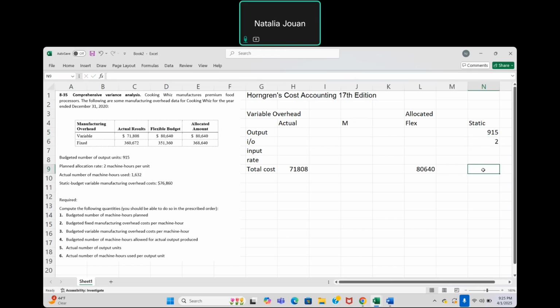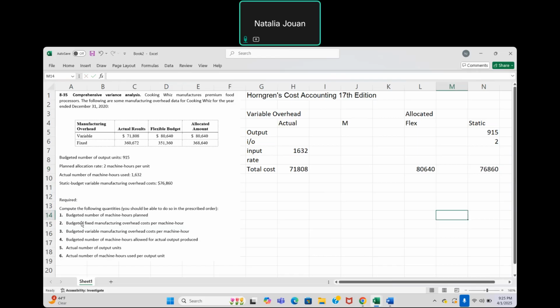Then what else do we have? We have the actual number of the input, which is the machine hours. Machine hours is your driver. This is your input, so input actual 1,632. Then the static budget variable overhead cost, we go to the static right here. This is 76,860. So we have all the numbers we need for the variable chart.